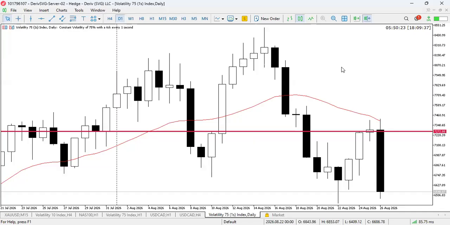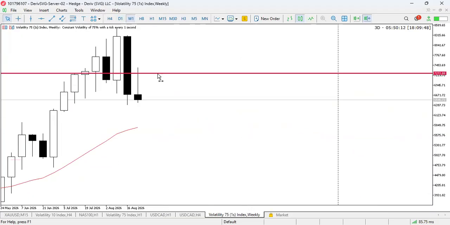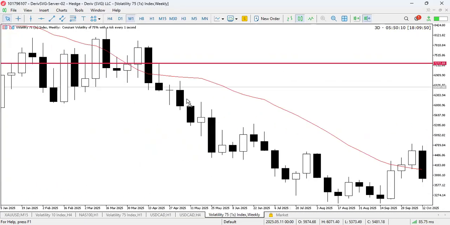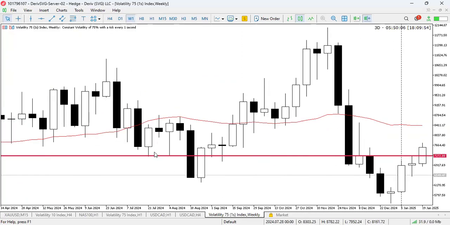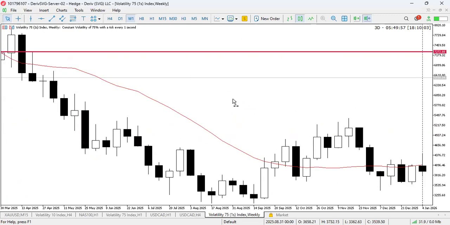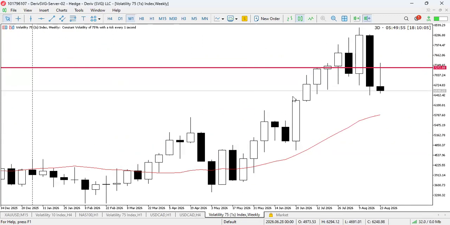So for me to know where the market is likely to go, I very quickly switch to the weekly time frame and go left and see what the closing price means. Look at these areas here. The closing price is a strong resistance here. Look at this area. So we don't expect a continuation, we expect a reversal.